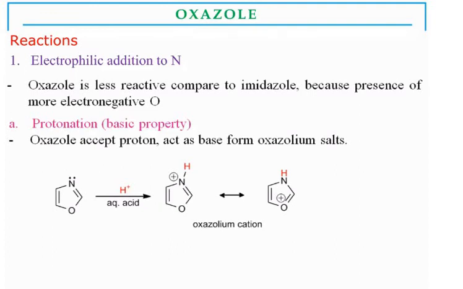Now, reactions of oxazole. Electrophilic addition to nitrogen. Oxazole is less reactive compared to imidazole because of the presence of more electronegative oxygen. Another important reaction, protonation, which shows basic properties of oxazole. Oxazole accepts a proton, acts as a base, and forms oxazolium salt. Oxazolium salt, you can see here the oxazolium cation under resonance conditions.